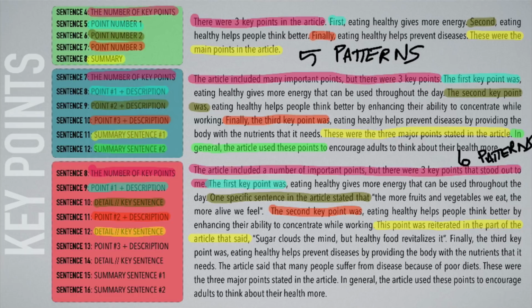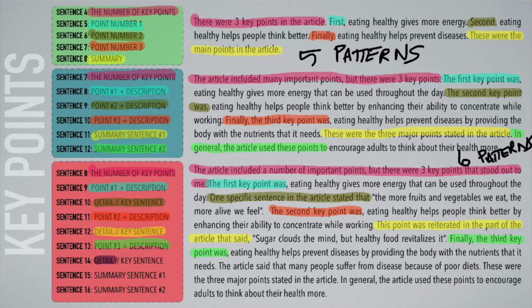Okay, let's keep going. The next sentence says, point number 3 plus the description. It says, finally, the third key point was eating healthy helps prevent diseases by providing the body with the nutrients that it needs. So, again, it's the same as the intermediate level. Finally, the third key point was ... Okay, so let's keep moving on since we know this is the same as the intermediate level.